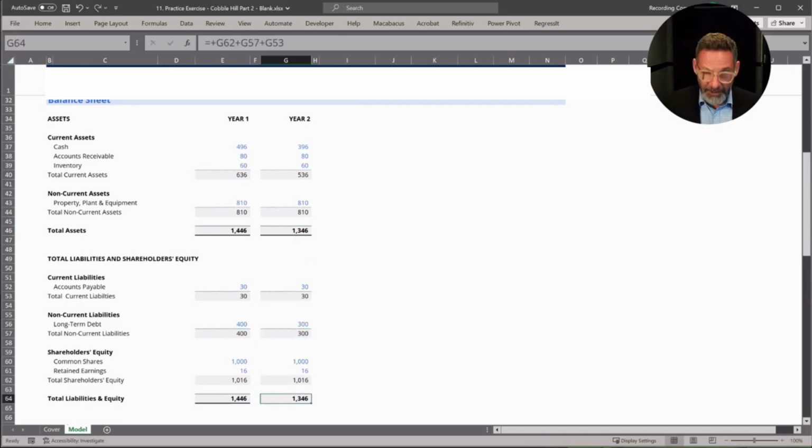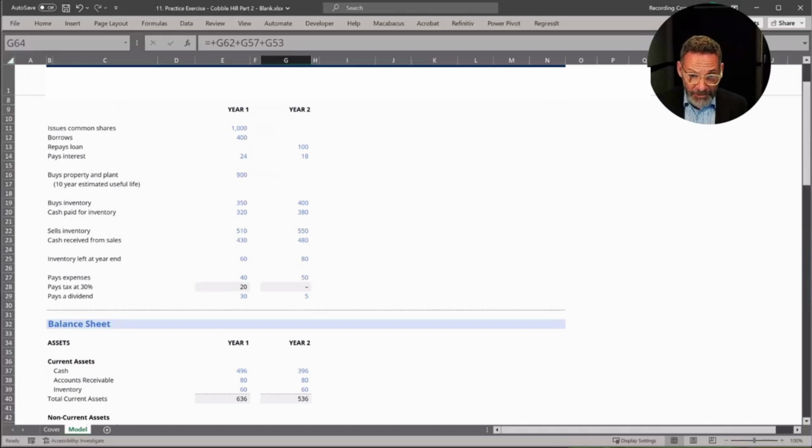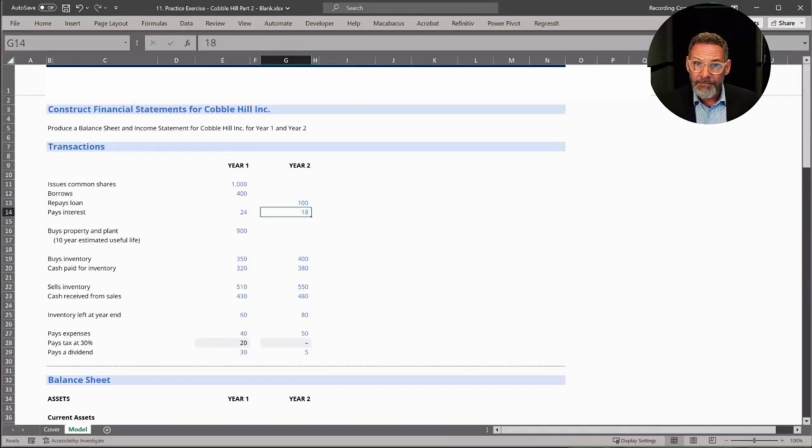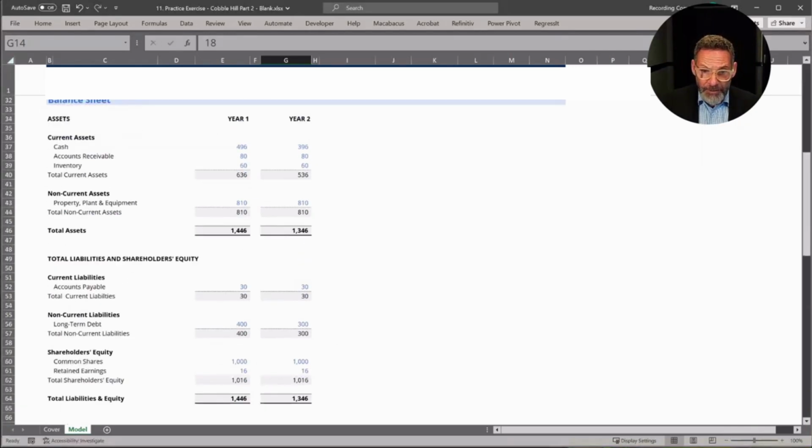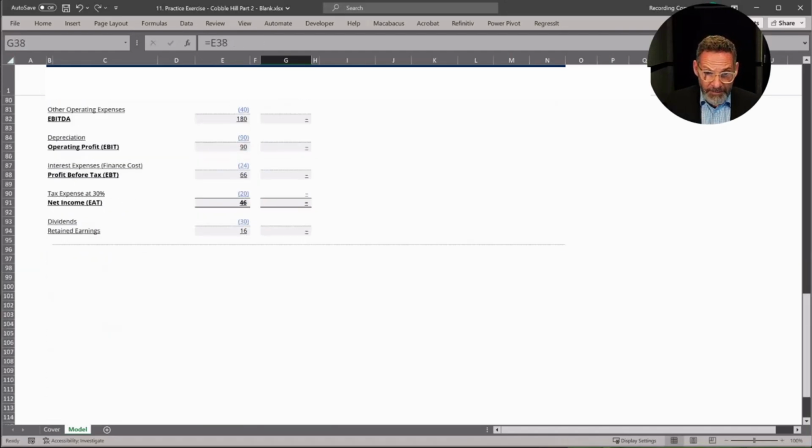Balance sheet balances, we're good. Now let's do the interest expense. Remember, expenses are on the income statement, but it's also going to hit cash. So let's reduce our cash by 18, but also let's record an interest expense of 18.